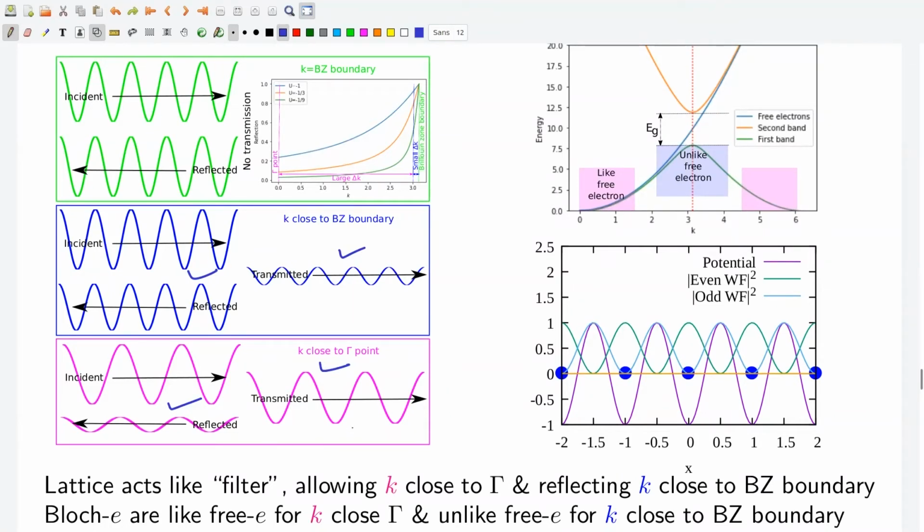Thus, the lattice acts like a filter, allowing waves having k close to the gamma point to pass and reflecting waves with k close to the Brillouin zone boundary. Bloch electrons are like free electrons when k is close to the gamma point. Note that energy of the Bloch electrons coincide with free electrons near the gamma point but differ significantly when k is near the Brillouin zone boundary.